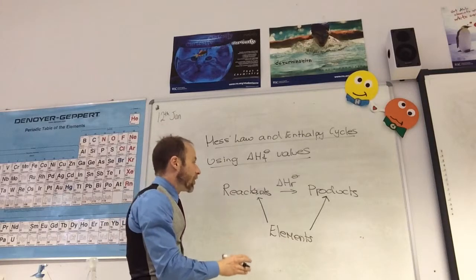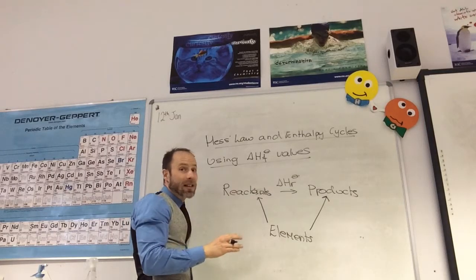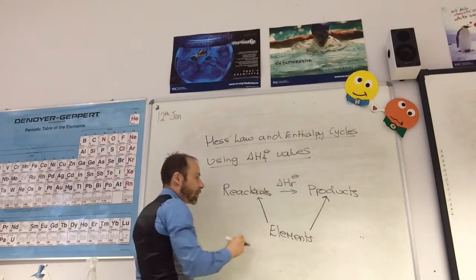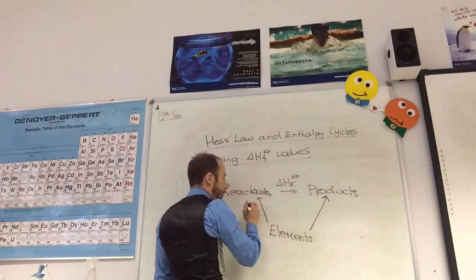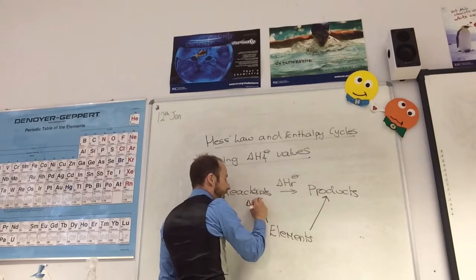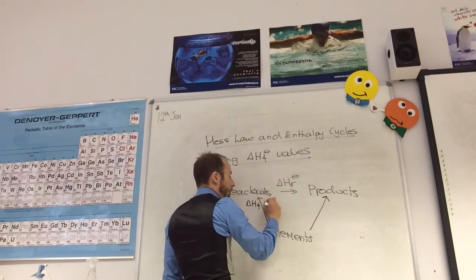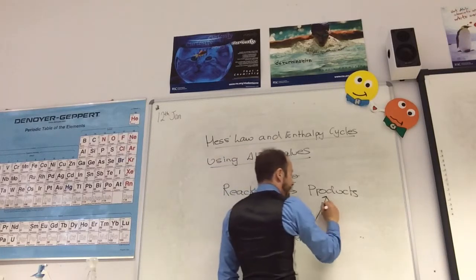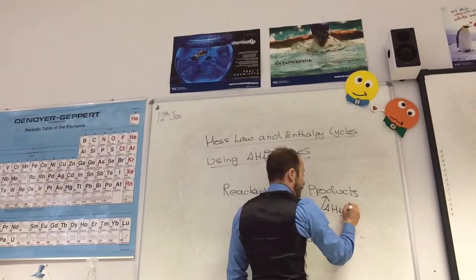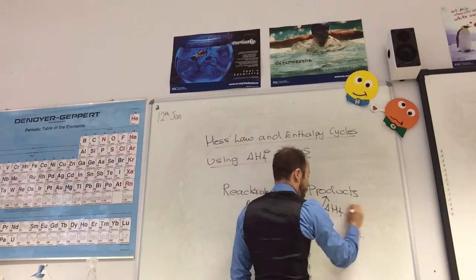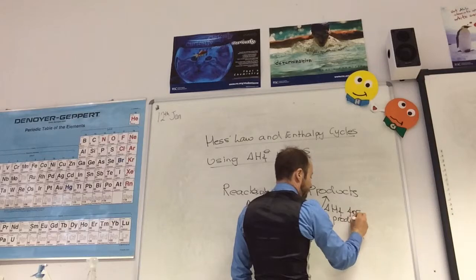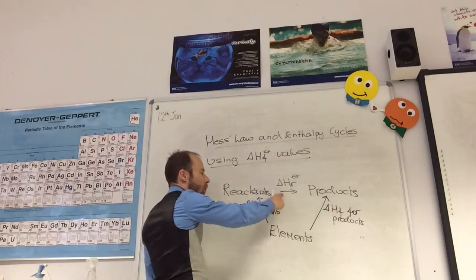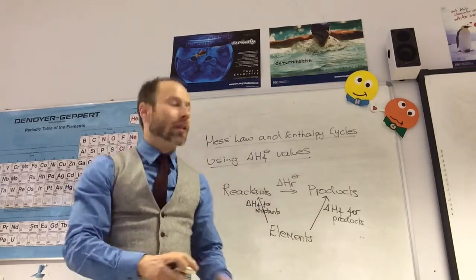Okay, so you'll notice it's slightly more complicated, because my arrows aren't going the same way. So these are going to be delta HF values for reactants. These are going to be delta HF values for products. We've got to form an equation that I can work that out from.